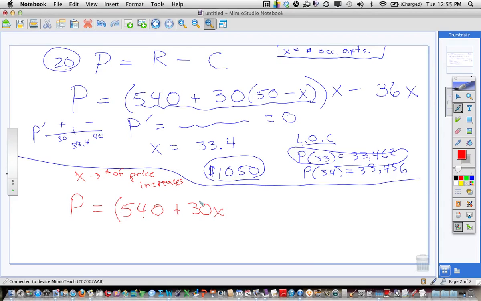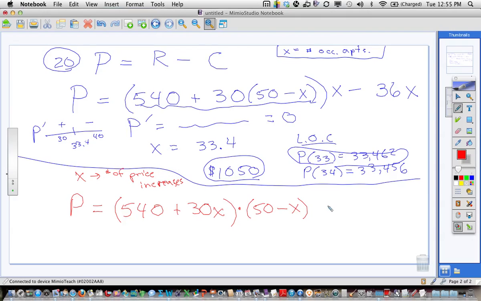And then you're going to take that times, so that's the rent for one apartment. We've got to take that times what? The number of apartments. Well, how many apartments are going to be occupied? Well, every time the price goes up, you lose one apartment that's occupied. So that would be 50 minus X. So that part of it gets a little harder to write, whereas up here, the number of units was just our X. Okay? So there you go. Price for one unit, this would be the number of units.